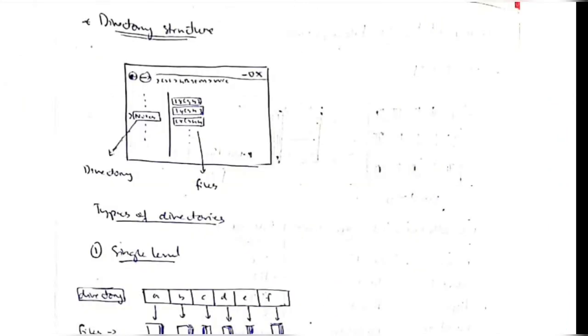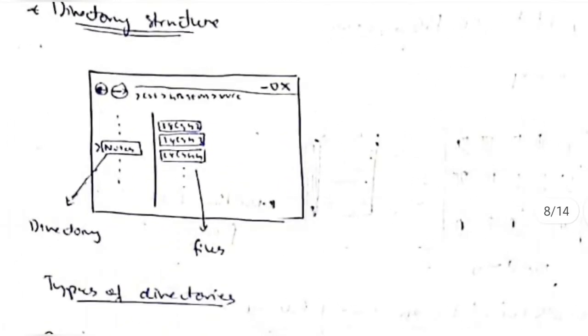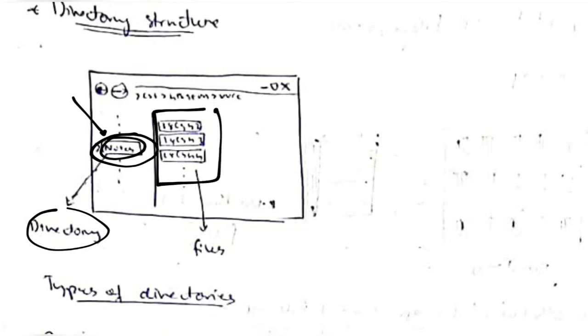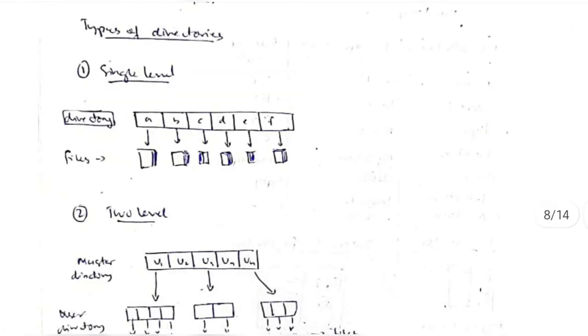Let's discuss some points about the directory structure. See, when you open your computer, if you open My Files, you will have many folders in this part, right? Those are all directories. Okay, and if you open one particular folder, you will have many files here. Those are known as files, which are the user files, and these are the computer directories. Okay, there are many types of directories.